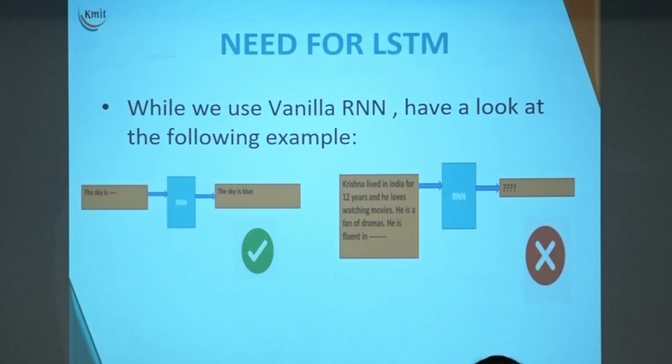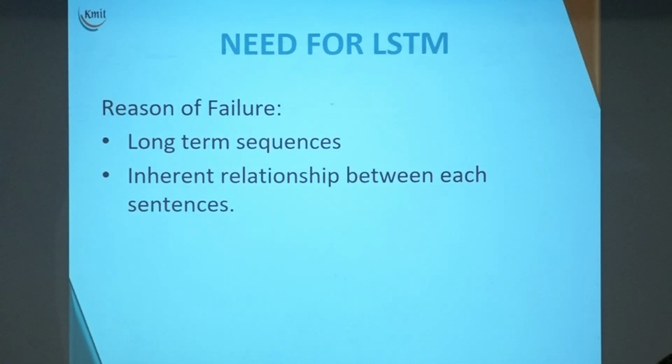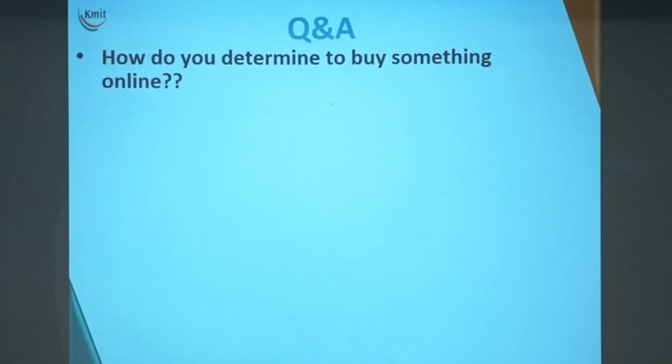Agreed. But if I give the same data as an input to RNN, it will not remember India. So, it does not know the context. It will be giving you wrong predictions. Understanding? Okay. So, this is where LSTM comes into picture. That's the reason today we are going to study about LSTM. Now, reason of failure for RNN was long-term sequences in the previous example, and there was inherent relationship between each and every sentence. So, that's what I was talking on. Context. Okay. Now, what is the solution? LSTM. Now, another question.